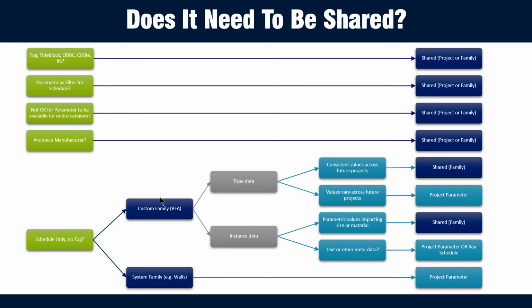Now, also, if you want to make a parameter for a particular category, but you don't want that parameter to be available to every element in that category. So let's say it's something electrical. If you make a special parameter, you only want it to apply to certain elements within that electrical fixtures category, but not to everything, then you may want to consider making it a shared parameter within that family itself. And if you're a manufacturer, you probably want everything to be shared.